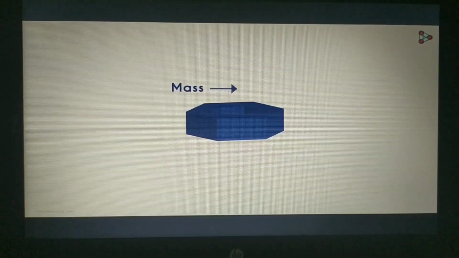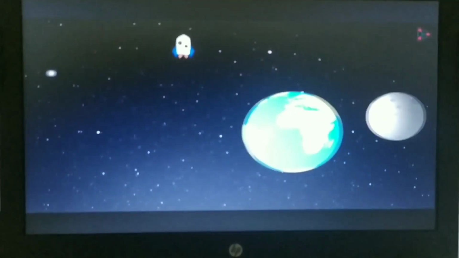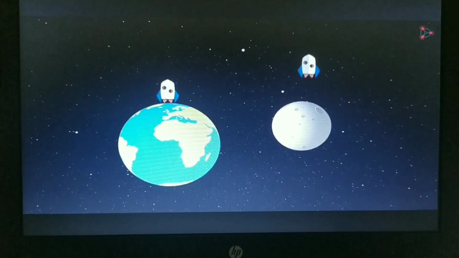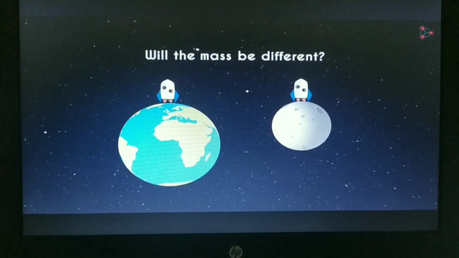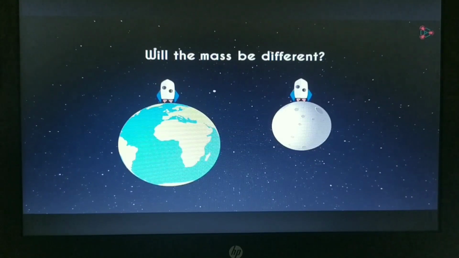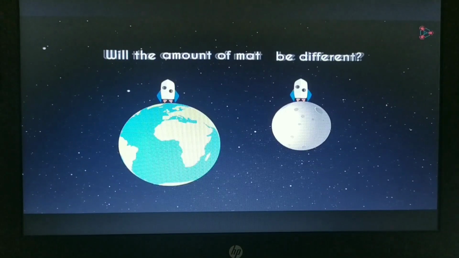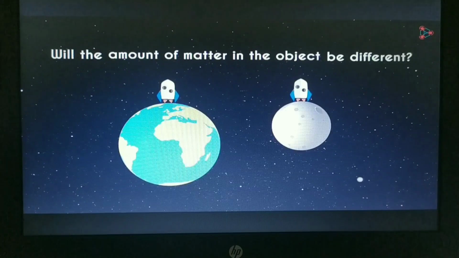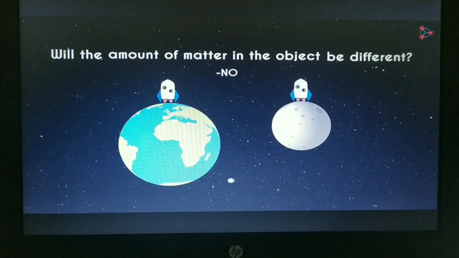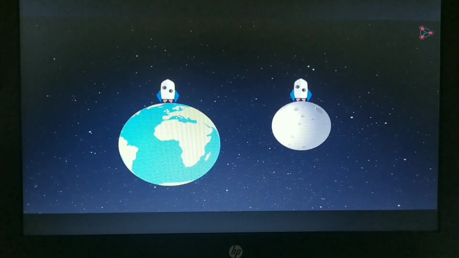Mass is simply the amount of matter that's present in the object. Now consider two situations. One in which an object is on the Earth, and second in which the same object is on the Moon. Will the mass of the object be different in these cases? To answer this question, we ask ourselves another simple question. Will the amount of matter present in the object be different in these cases? Absolutely not. The matter in the object is not changing at all, which is why the mass will be the same in each of the cases.